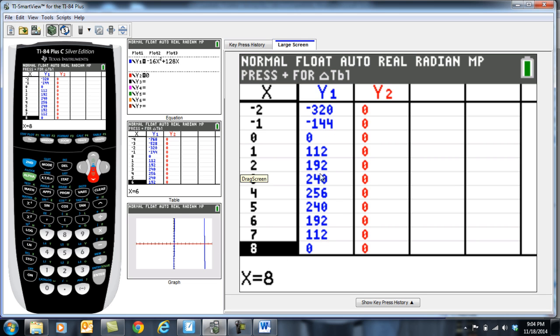Now, if they skipped around and it started increasing, and then started to decrease without my numbers repeating themselves symmetrically like this, I'd have to do what I did before and change my window and actually look at it. But I don't have to for this. My table is going to be sufficient.